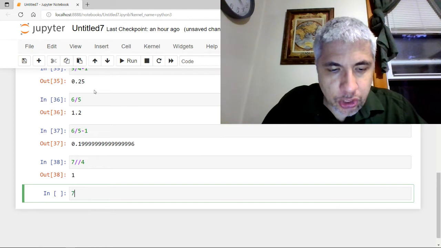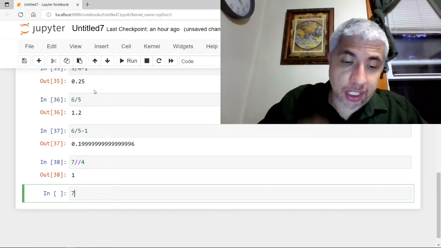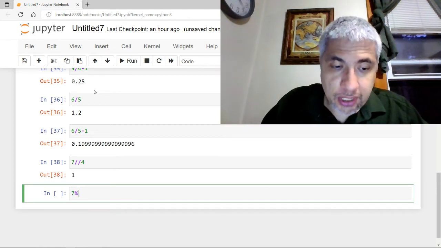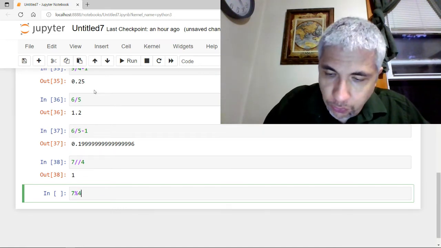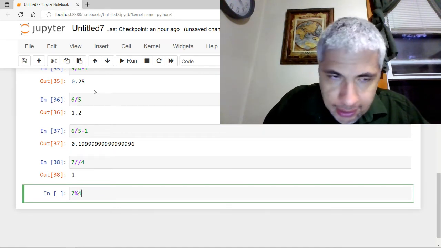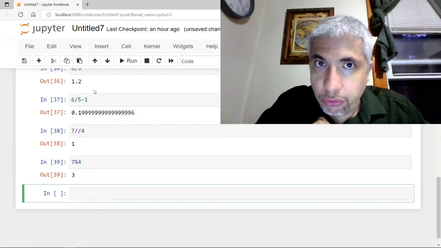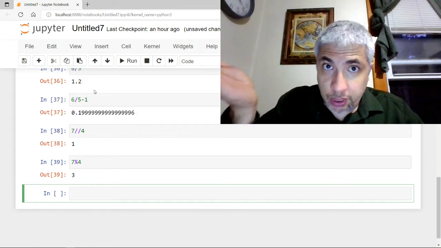And for the remainder, I'm going to use the modulus operator, which is the percent sign here. And I do 7 mod 4, or modulus 4, and I hit Enter, and I get the remainder of 3, which is exactly what we would expect.